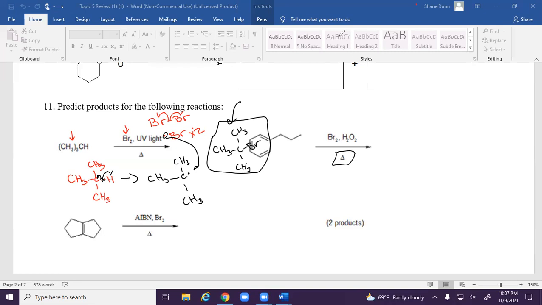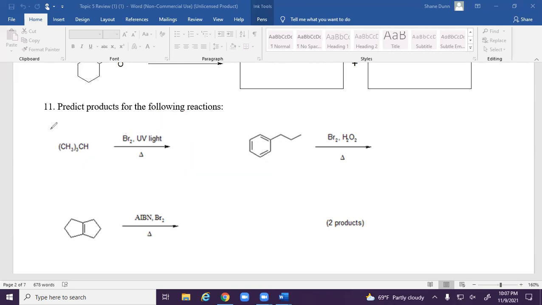So the major product is that. Does that make sense or no? Yeah. I know, I hate it too. Okay. So we have bromine and we have a triangle, which means we're making radicals. Correct?